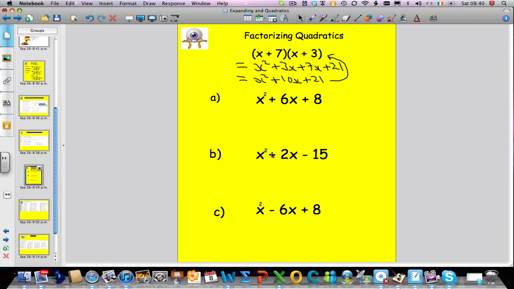we want to work out what the factors of x squared are. So what are the factors of x squared? Well, it's simply x and x. X times x gives me x squared.